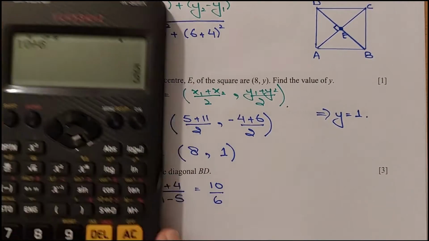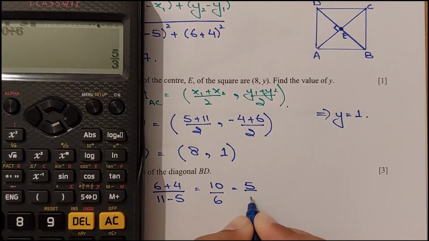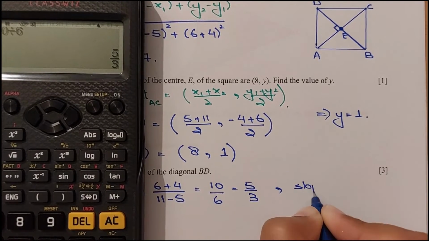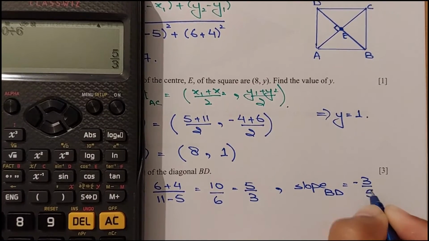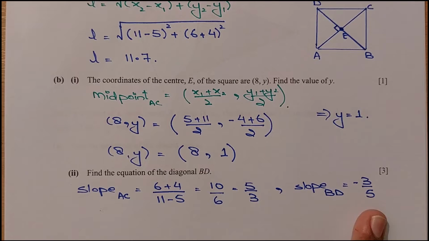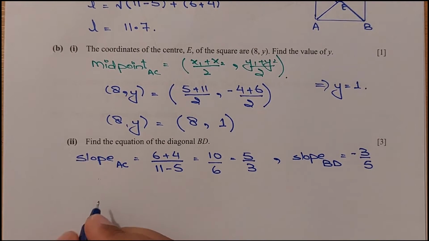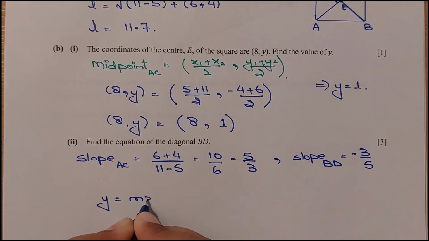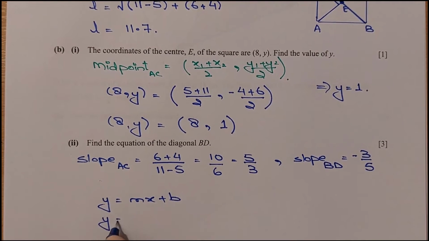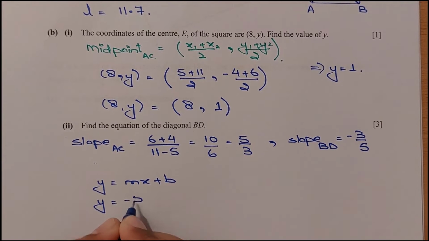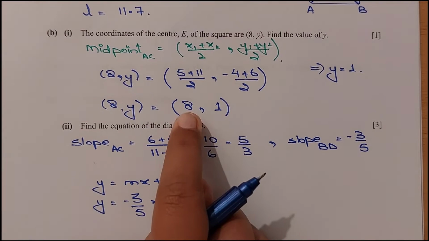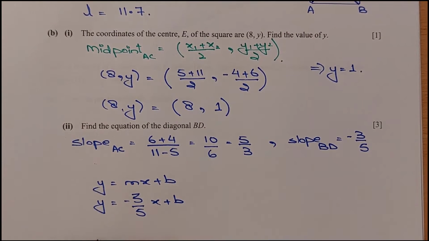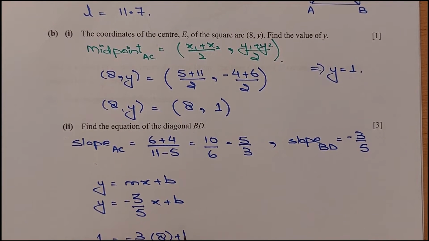10 divided by 6 is 5 by 3, right? Or we can say the slope of BD is perpendicular, that is minus 3 by 5, and we have the midpoint of AC as well. So we use this slope and the midpoint to find that equation, right? So we have the equation y equals mx plus b, so y equals minus 3 by 5 x plus b, and to get the value for b we use x equals 8 and y equals 1. 1 equals minus 3 by 5 into 8 plus b, right?